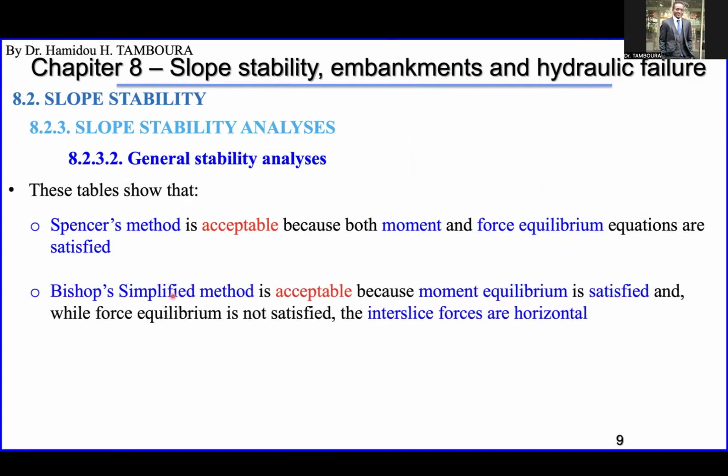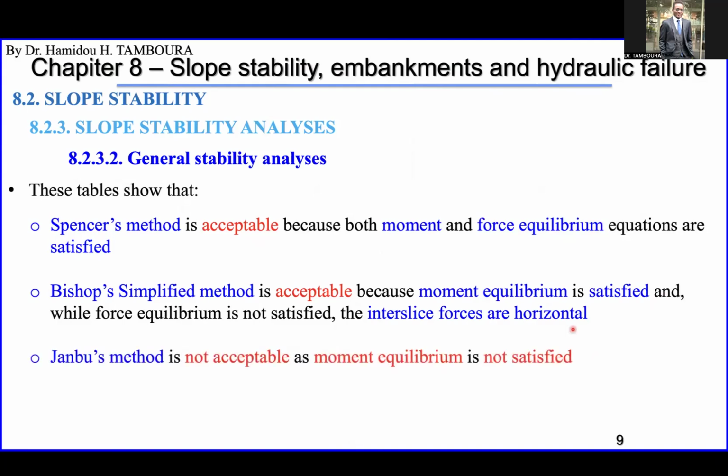The Bishop's simplified method is acceptable also because moment equilibrium is satisfied, and while the forces equilibrium is not satisfied, the interslice forces are horizontal. So let's go back again in the previous slide and show you what this means. Remember that in the Bishop method we have this moment equilibrium satisfied, but the force equilibrium is not satisfied. But why is it still acceptable? Because the interslice forces are horizontal.